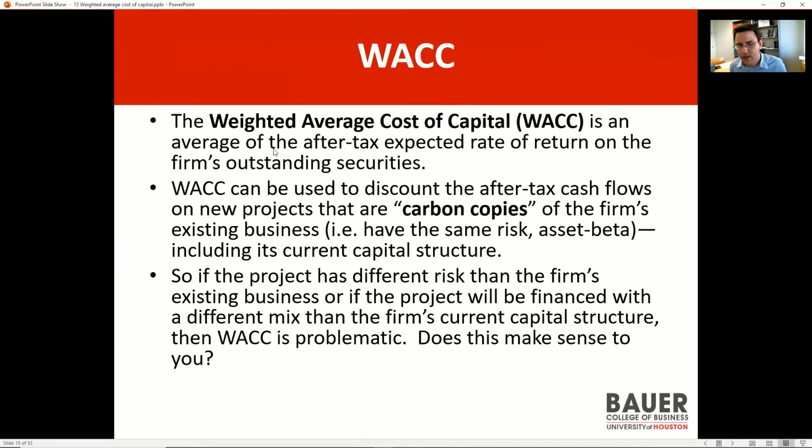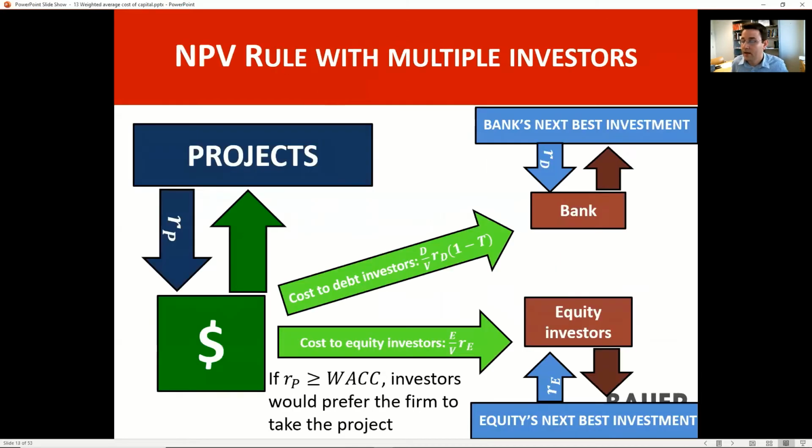So again, the equation, if we want to think about it in words, is the average of the after-tax expected rate of return on all of the outstanding securities. The standard securities are debt and equity, but we can think about multiple other types of securities. It's any way that the firm is raising money that should show up in their cost. So we could have 3 or 4 or 5 different types of financing here. The same concepts apply. We still have to pay them back based on their next best investment.